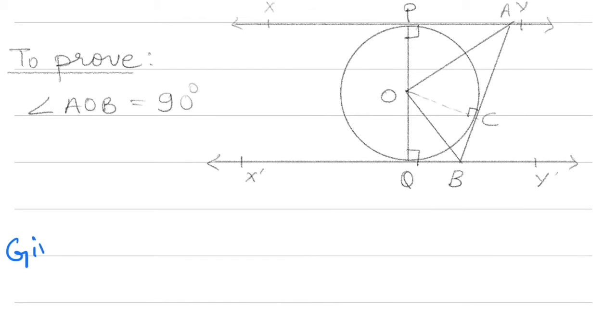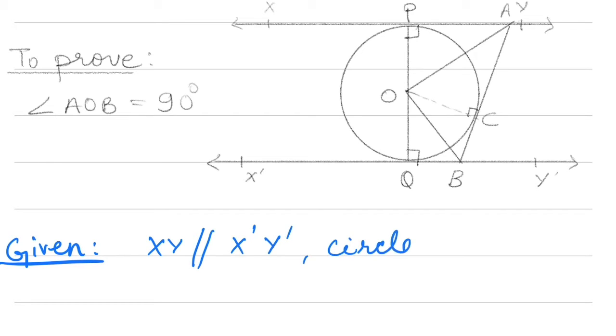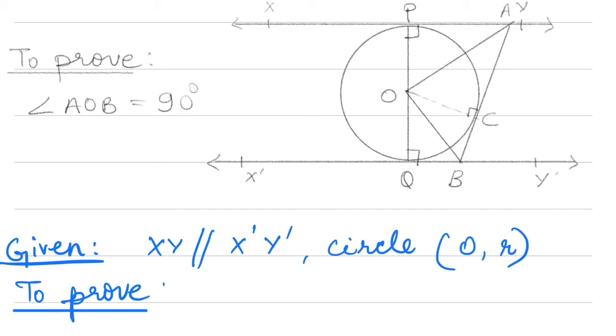We are given here XY is parallel to X dash Y dash, and we are also given a circle with center O and radius R. And we need to prove here angle AOB is equal to 90 degrees.